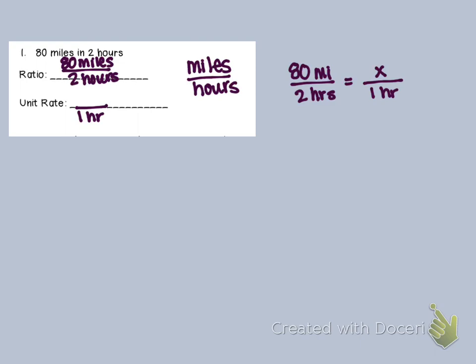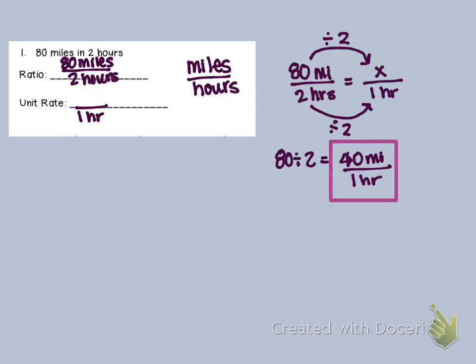So what I'm going to do is say, how do I get from 2 to 1? What happens? It can't be adding or subtracting. So am I multiplying or dividing? And it would be I divide 2 by 2, and that gives me 1. So what I do to hours, I have to also do to miles. So 80 divided by 2 gives me my X miles. And then 80 divided by 2 we know is 40. So that would be 40 miles per 1 hour. That is your unit rate.